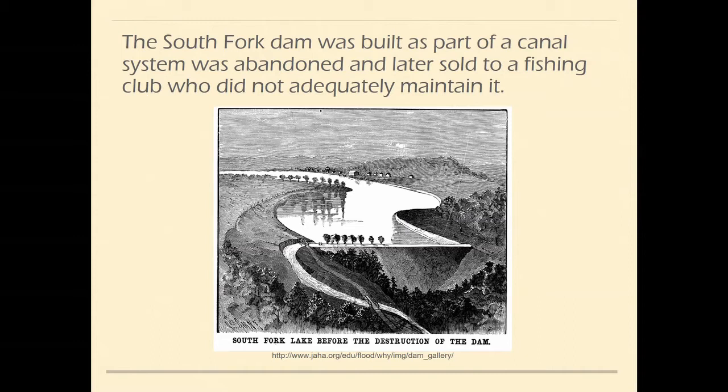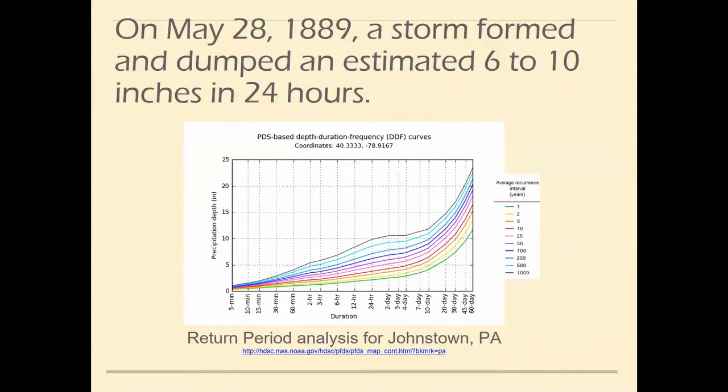There wasn't necessarily as much environmental protection back then, so you could just go and buy a dam if you wanted to buy it. And a fishing club, the South Fork Hunting and Fishing Club, ended up buying this dam. And when they did so, they did not adequately maintain it. There were some safety features in the dam that were not seen as needed, and so they didn't use them. That was all well and good until you had this very bad rainfall event.